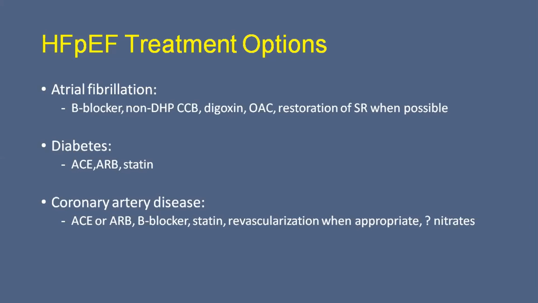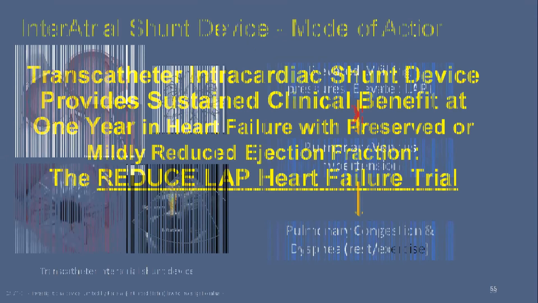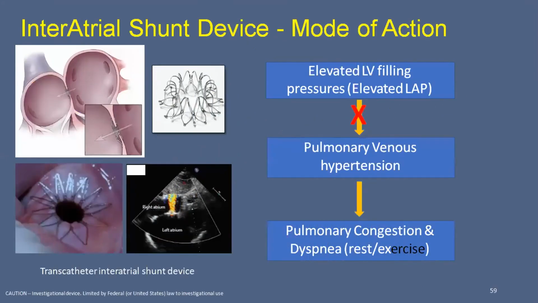Nitrates are doubtful. There is one entity called the REDUCE LAP heart failure trial. A transcatheter intracardiac shunt device provides sustained clinical benefit at 1 year in heart failure with preserved or mildly reduced ejection fraction. Here, elevated LV filling pressure and elevated LAP, that is pulmonary venous hypertension, result in pulmonary congestion and dyspnea at rest or exercise.